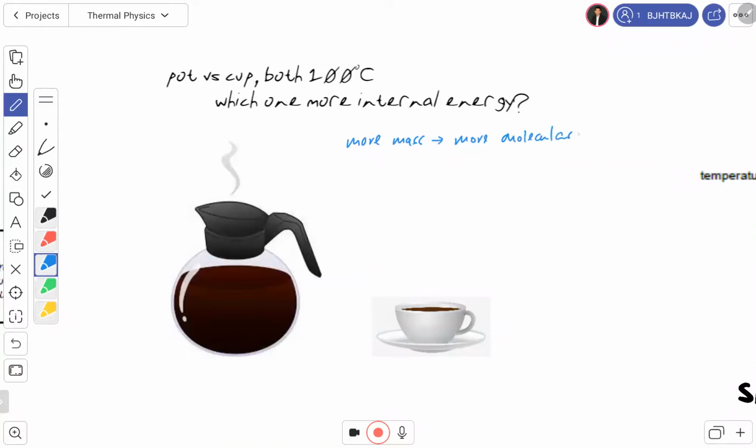Not exactly. You must ask what is the definition of internal energy. Do you remember? Not really. It's the sum of kinetic energy and potential energy. Yeah. So how do we understand it here? Comparing the molecules in a hot coffee in a pot and the molecules in a hot coffee in a cup, both at 100 degrees C. What is the same for them?